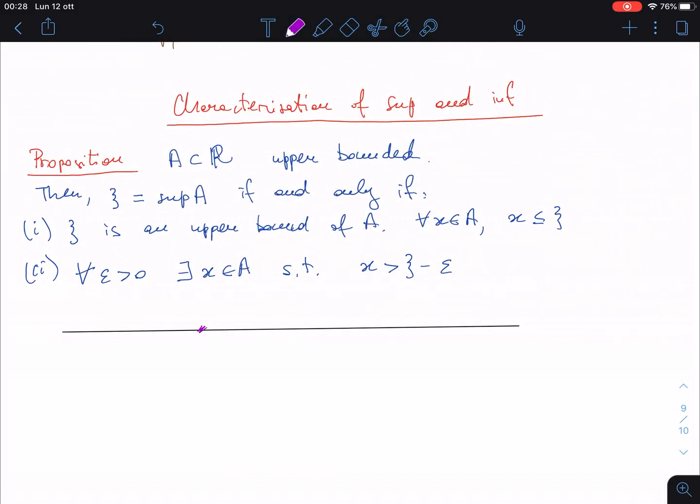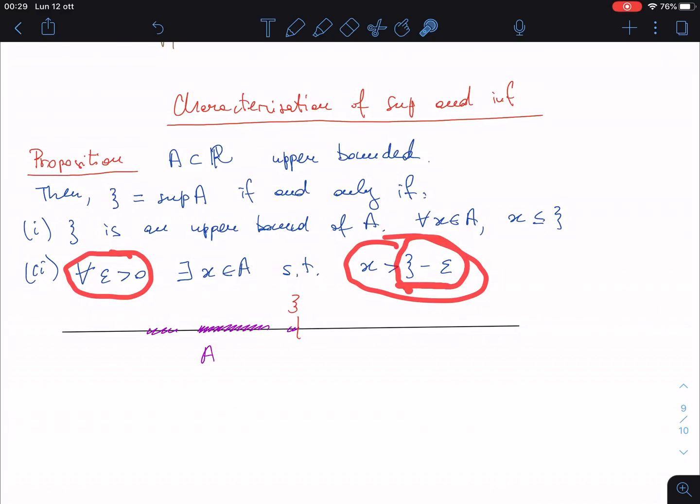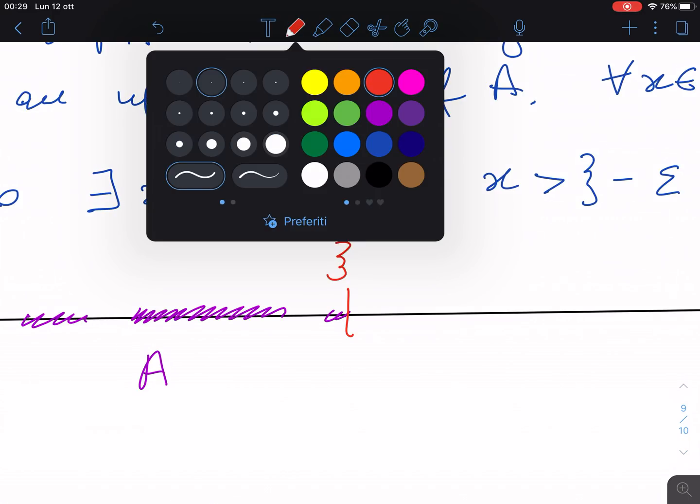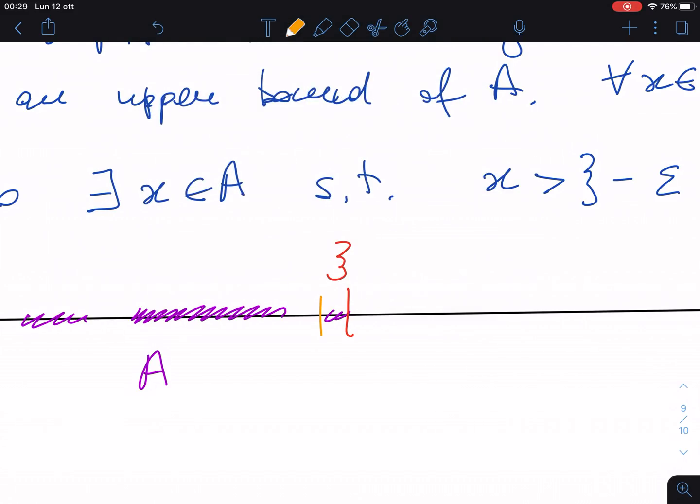Here you have your set A, as usual, and the supremum here is psi. This is psi, the supremum. Now, here there is for every epsilon larger than 0. And then here I will say that there is an x larger than psi minus epsilon. So psi minus epsilon means that we move a bit psi towards the left. So there will be a point here, psi minus epsilon. So here is psi, here is psi minus epsilon. By subtracting this positive quantity epsilon, I move psi a bit on the left-hand side on the real line.